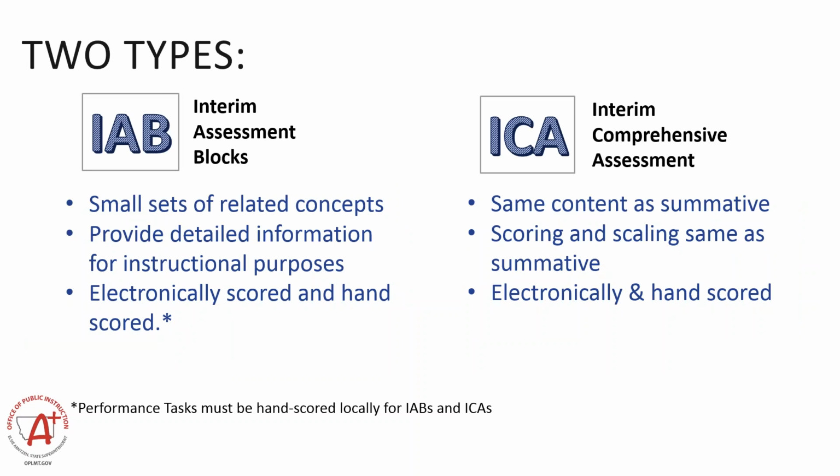We have the IABs, or interim assessment blocks, and those are smaller sets of related concepts. They provide detailed information for instructional purposes, and they're electronically scored and hand scored. So performance tasks and short writes, or brief writes, are hand scored locally. So that's something you need to take into account for both of the types of interims.